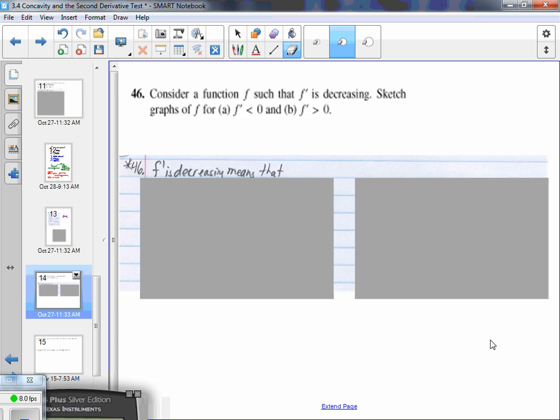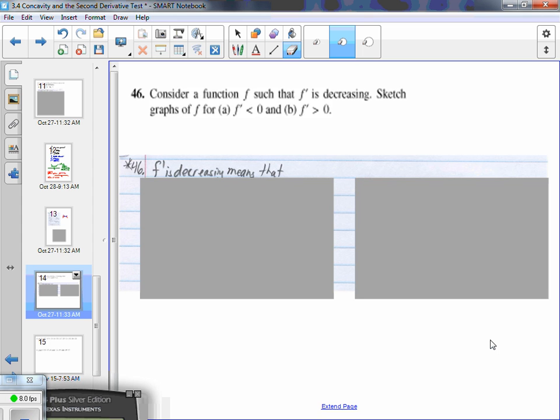All right, number 46. Still on page 195, it says writing about concepts. So consider a function f such that f prime is decreasing. Sketch graphs of f for A, f prime being negative, and B, f prime being positive.